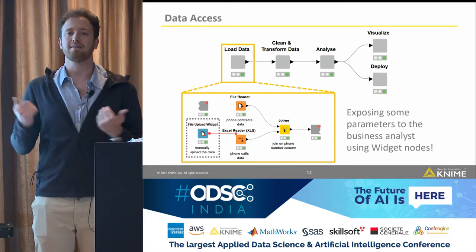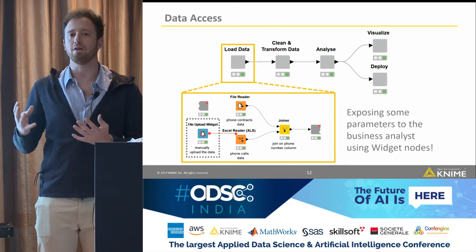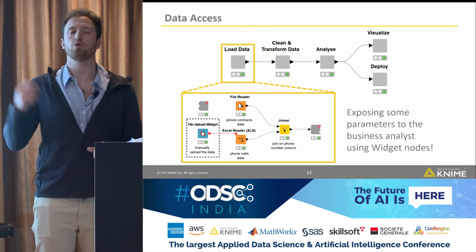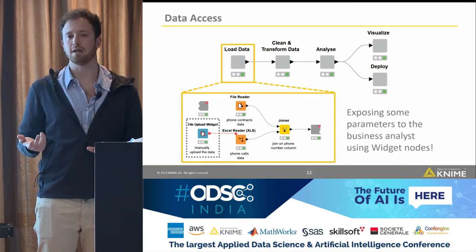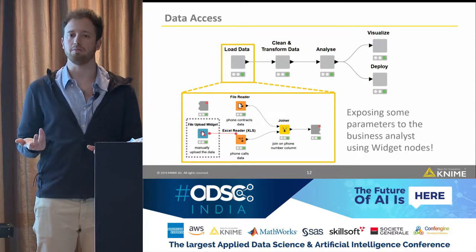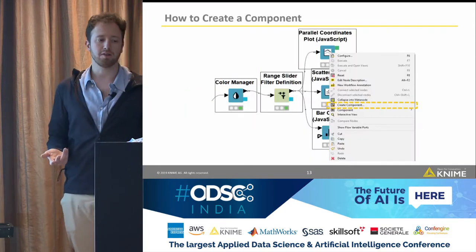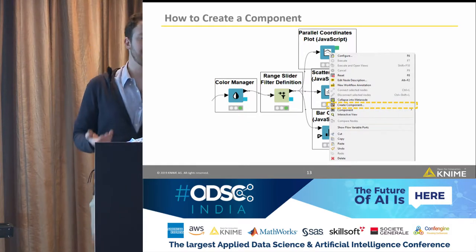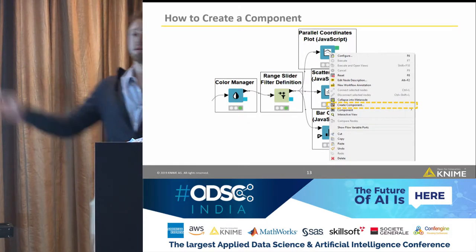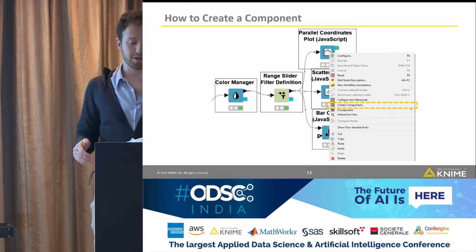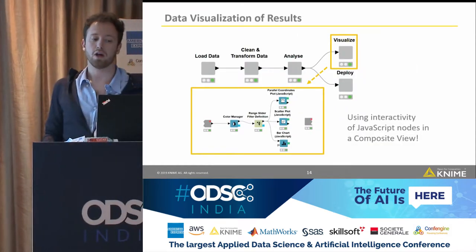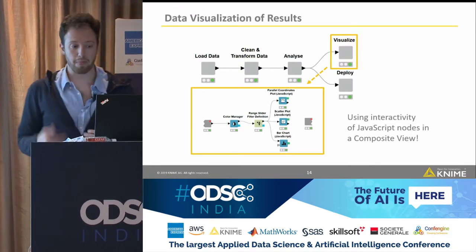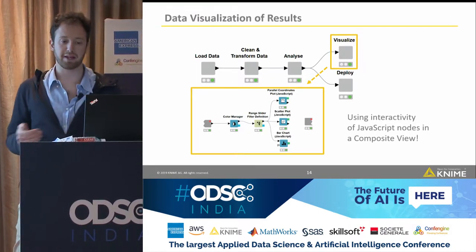So the point is that we are going to focus today on this possibility of automating the creation of models and to see how we can deploy them, okay? So the idea is that we can create a component by putting all those different nodes together, and they automatically will use the interactivity of the JavaScript nodes to make really complex views.